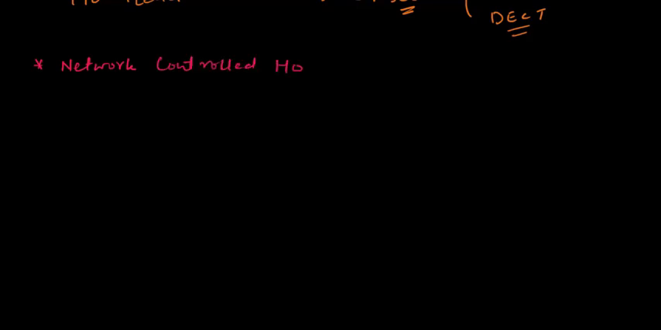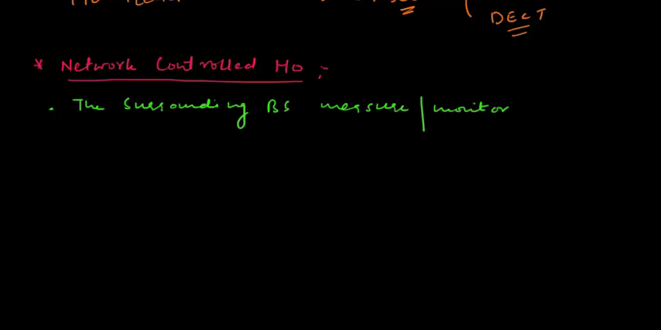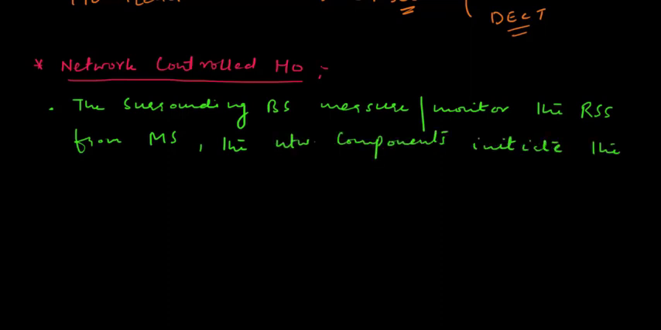In network controlled handoff, the surrounding base stations measure or monitor the received signal strength from the mobile station, and the network components initiate the handoff instead of the mobile station. Here, network components means the base station or other network components associated with the base station; they initiate the handoff instead of the mobile station.